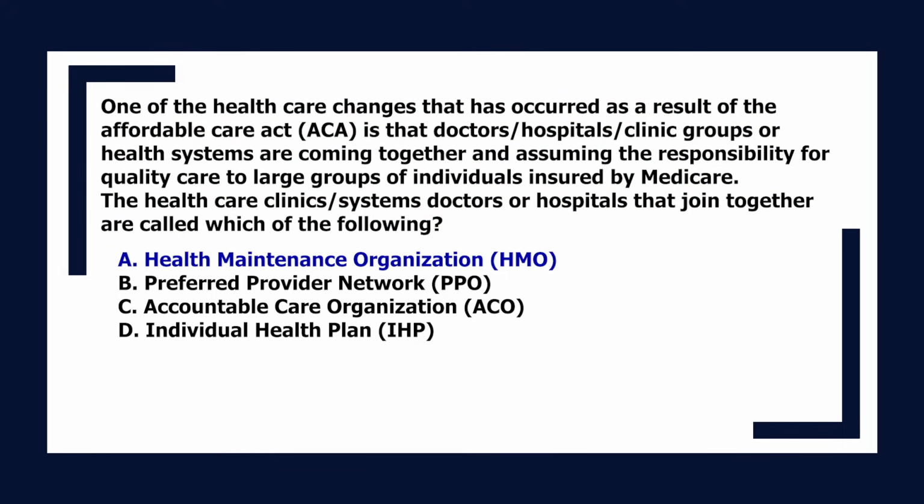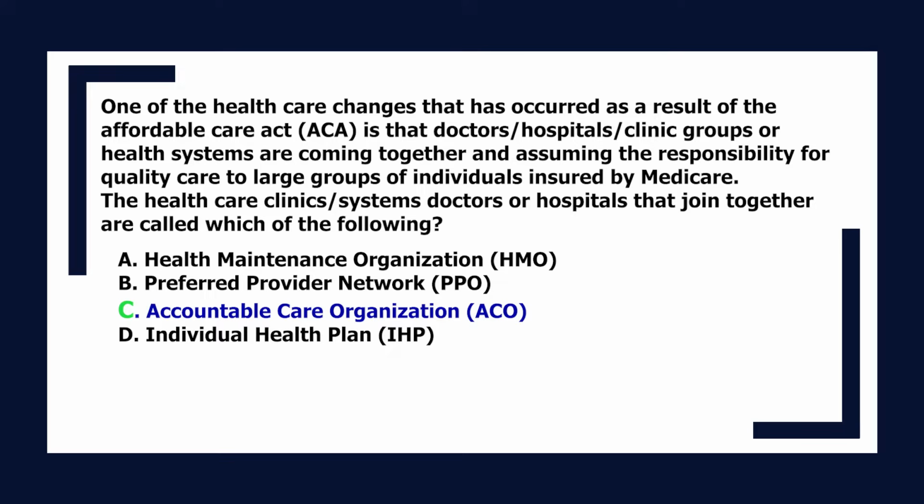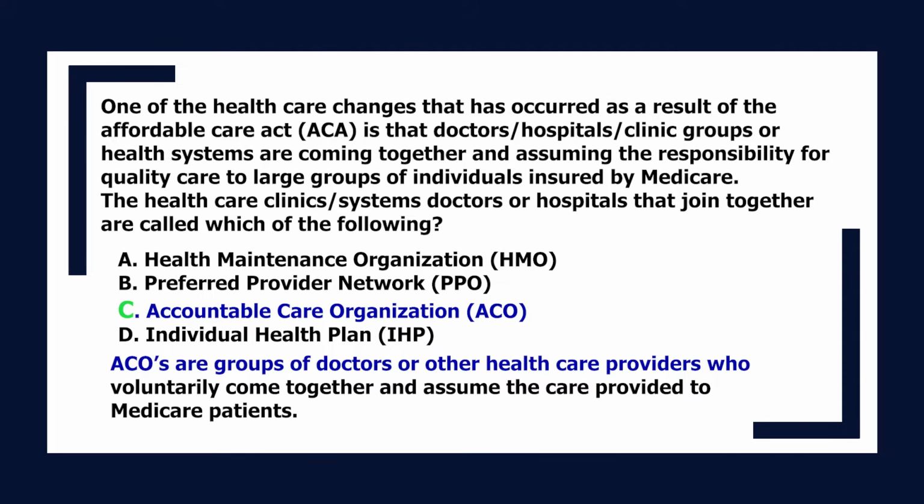A. Health Maintenance Organization, HMO. B. Preferred Provider Network, PPO. C. Accountable Care Organization, ACO. D. Individual Health Plan, IHP. The correct answer is C. Accountable Care Organization, ACO. ACOs are groups of doctors or other healthcare providers who voluntarily come together and assume the care provided to Medicare patients.